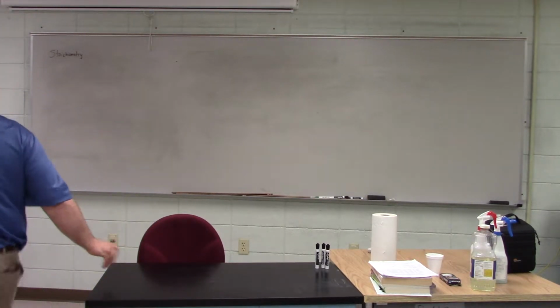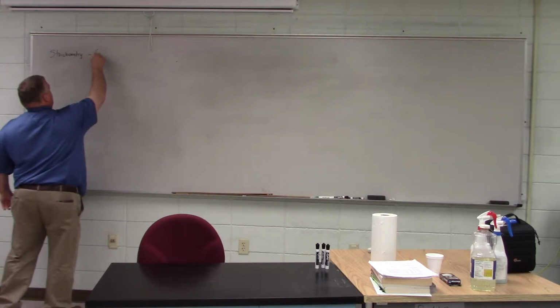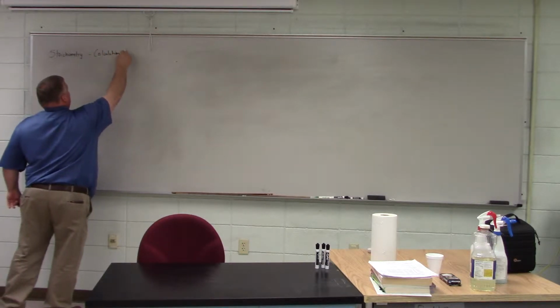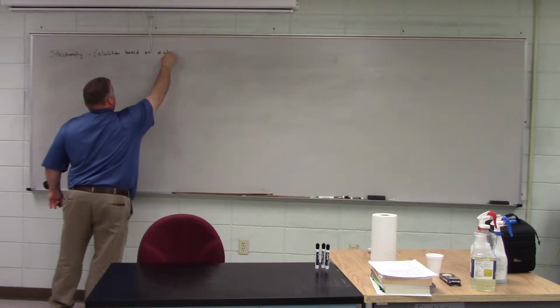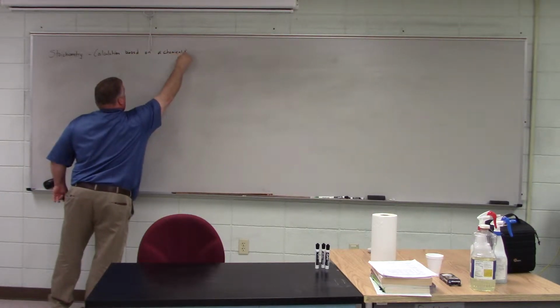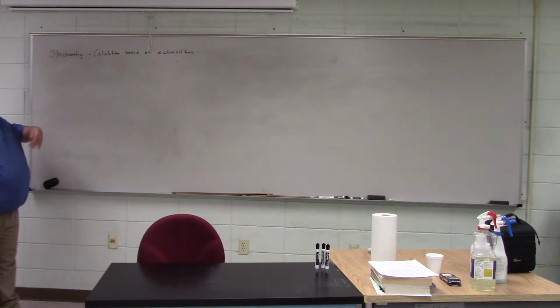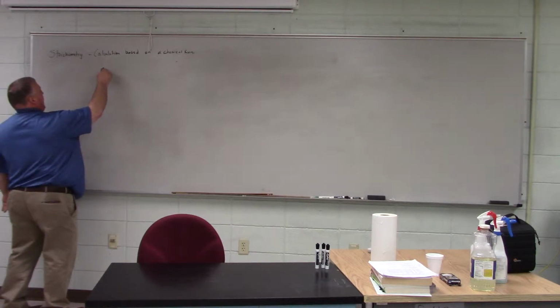Okay, we're going to talk about the concept of stoichiometry. Stoichiometry is a calculation based on a chemical reaction. Now, when we write a chemical reaction in chemistry, we want to make sure that we have a balanced chemical reaction. So let's take this reaction.